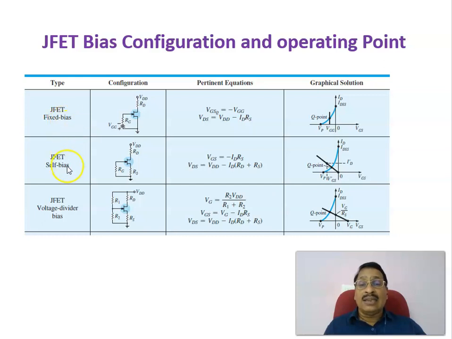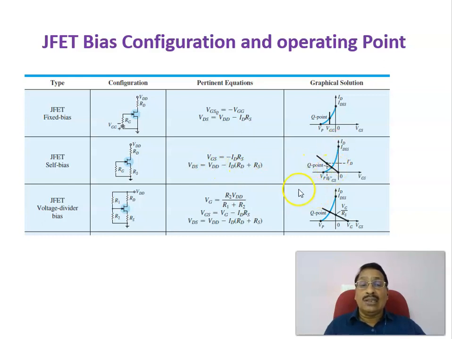Now coming to the second one, self bias. Rather than applying a negative voltage here, the reverse bias is derived by connecting a resistance in series to the source. RS you are connecting like this. Now again, if you apply Kirchhoff's voltage law to this loop, you will be getting VGS equal to minus ID into RS.